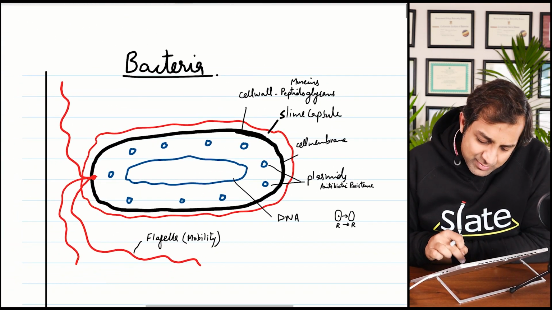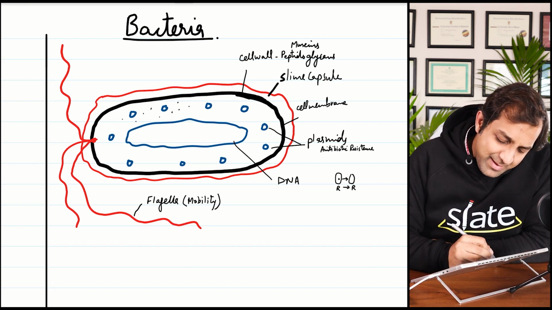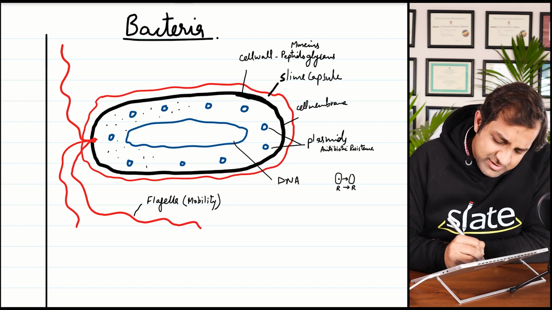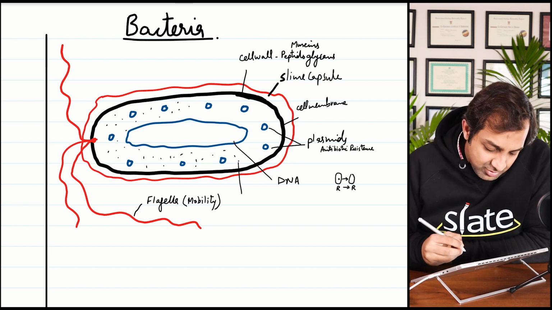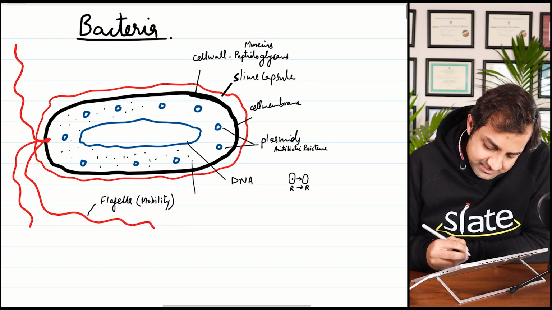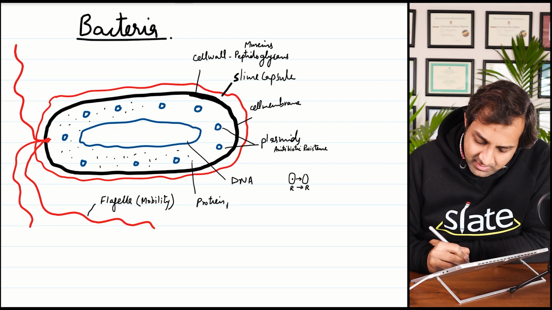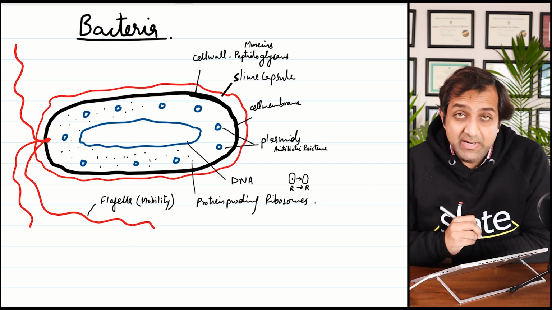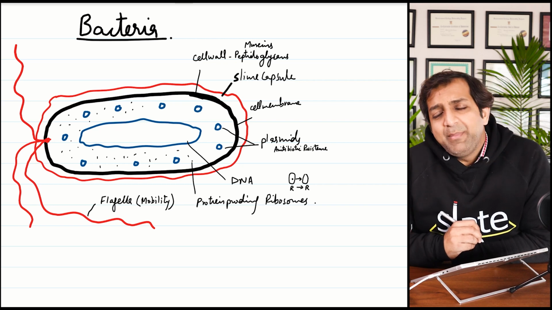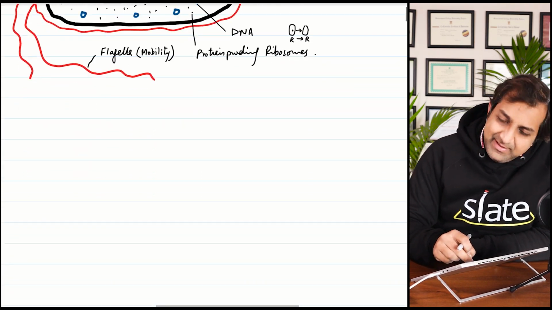So, coming back to bacteria, they also have small ribosomes, which are responsible for the production of proteins. These little ribosomes are responsible for protein production. Let me write: protein producing ribosomes. They are protein producing ribosomes. So that was about the structure of bacteria. Now, let's talk about their ecological niche. Bacteria, beta, they are found everywhere.